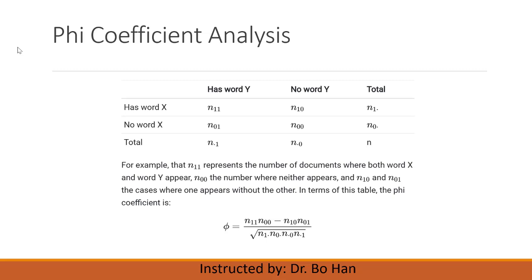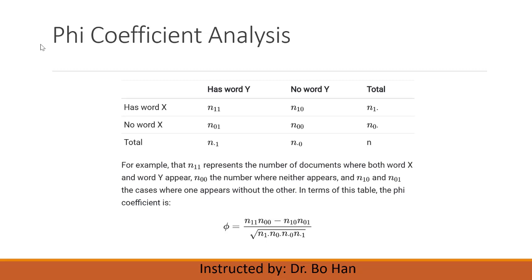This table shows you how you calculate the phi coefficient. In this table, you see a lot of little n, right? This n represents the number of documents that contains certain terms. For example, n11 represents the number of documents that contain both term x and term y. n00 represents the number of documents that do not contain either term x or term y.